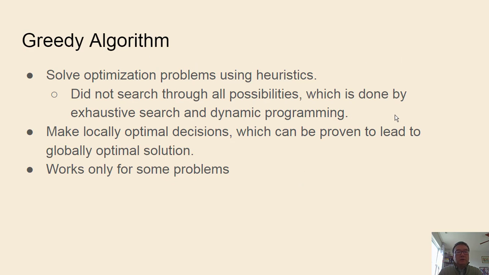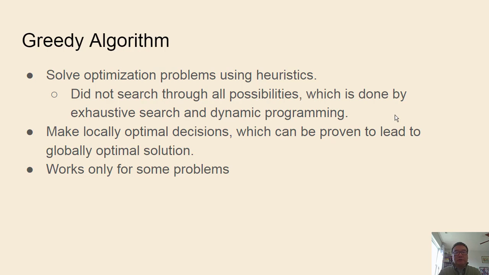A greedy algorithm basically means we solve an optimization problem using heuristics. This is in contrast to searching through all possibilities and finding the optimal solution. And there are different ways of searching through all possibilities. One is exhaustive search, where we literally go through every possibility, sometimes using recursion, sometimes using backtracking.